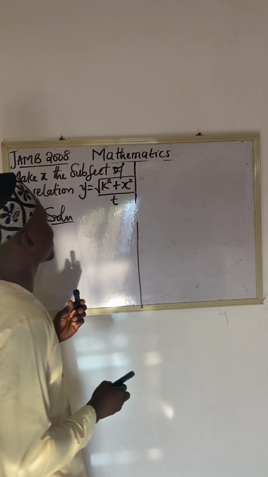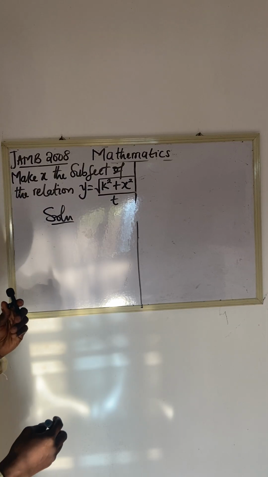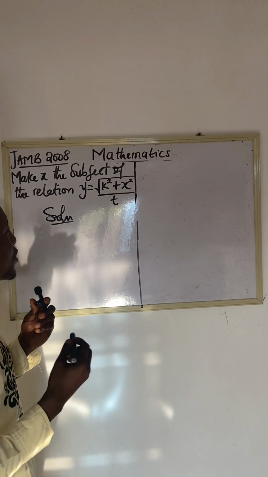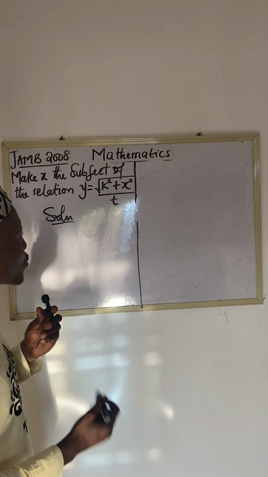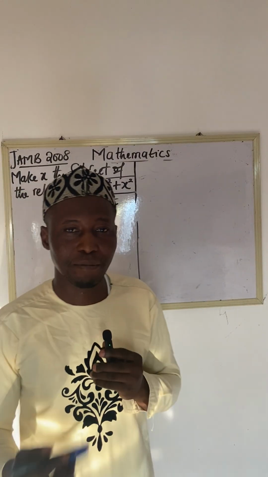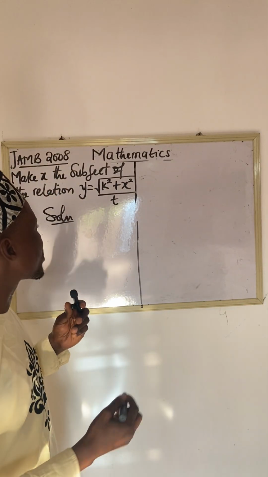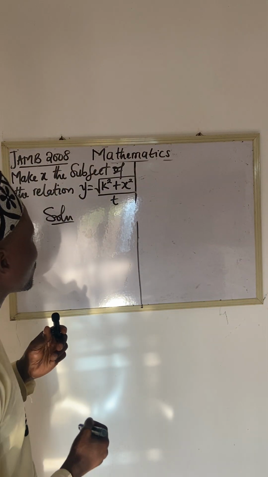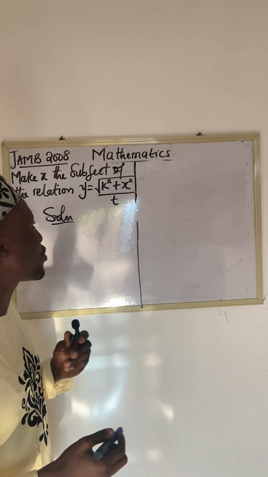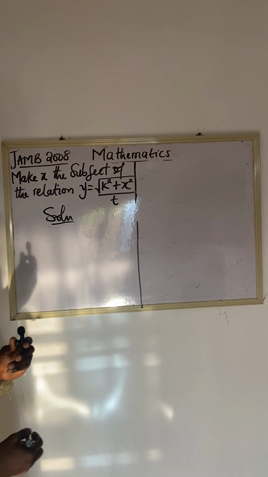All right, again, let's quickly look at the question on the board. Make x the subject of the relation y equals the square root of k squared plus x squared all over t. So in one of my videos that I made some days ago, we talked about how we can make a particular letter the subject of a relation. So looking at this question, we have been asked to make x the subject of the relation.